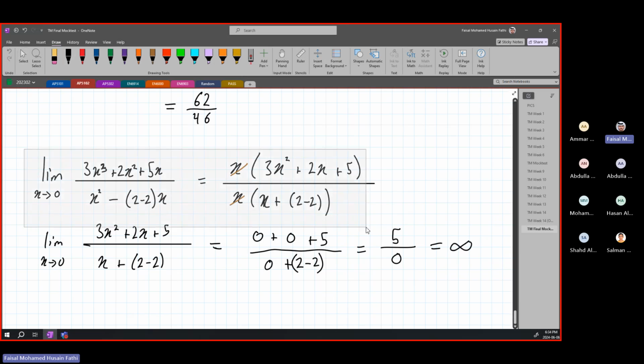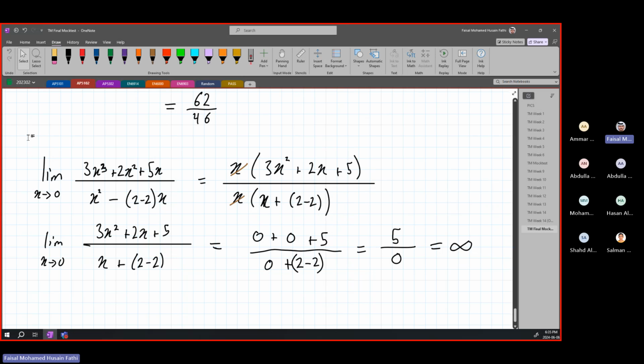Obviously, this isn't actually the case in this question because 2 minus 2 is actually 0 by itself, so you'll be canceling x and all of that. But in such a case, you will have the value going to infinity. When you factor everything out and you cannot solve anymore, and you still get a 0 in the denominator, you will get infinity. Okay? That is basically the idea of this.